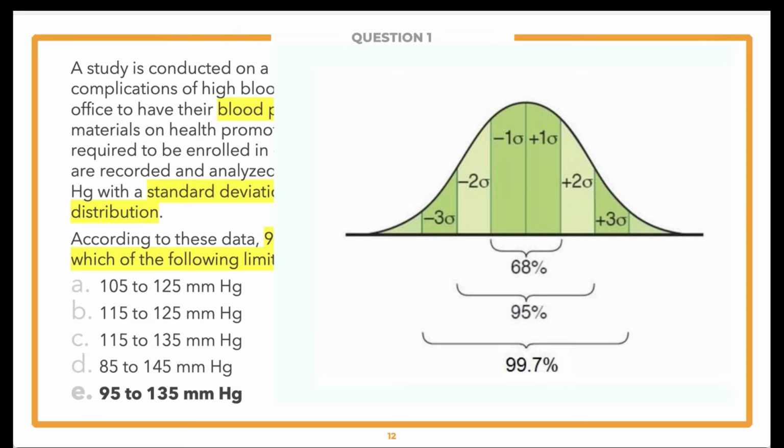The question asks, where would 68% of the patients fall? You would say A, 105 to 125, which is one standard deviation up, one standard deviation down. That would be option A, the second most picked choice. But the question is asking 95%, which is two standard deviations. You have to go a little wider and add 20 up, 20 down. So 20 down from 115 is 95, and if you add 20 up, it's 135. So that's option E.